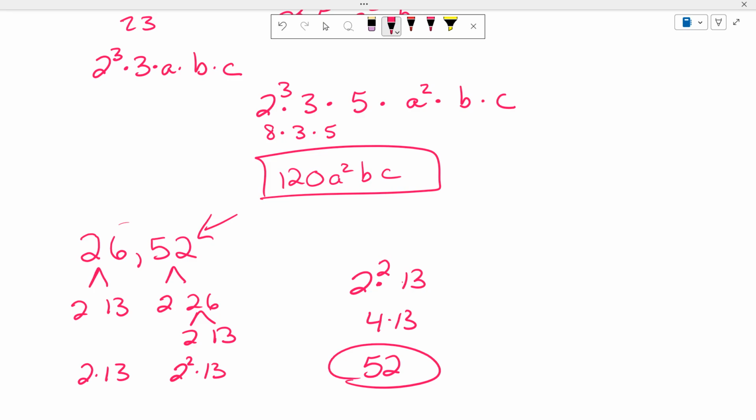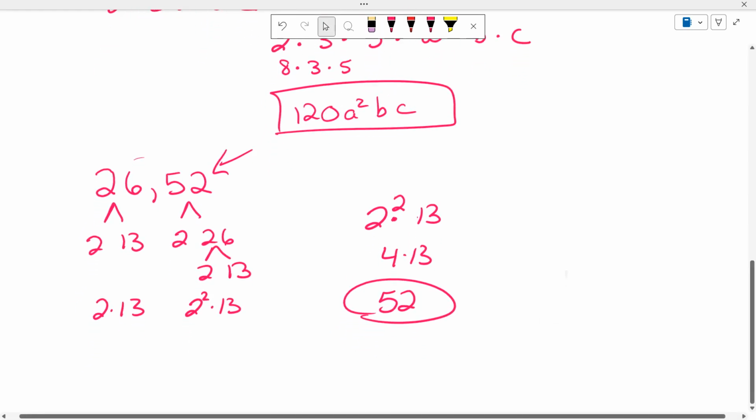It has to be as big or bigger than the bigger number. The greatest common factor has to be the smallest number or smaller. The least common multiple is as big or bigger than the bigger number.